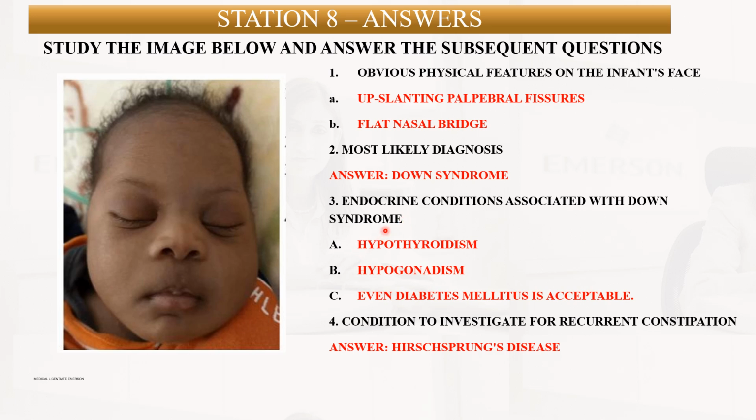Okay, so let's go to the endocrine conditions I've been asked. So endocrine conditions associated with this condition are number 1, hypothyroidism. Number 2 is hypogonadism. Then even diabetes mellitus is actually acceptable. But of course, hypothyroidism and hypogonadism are very common. Okay, they are more common than diabetes.